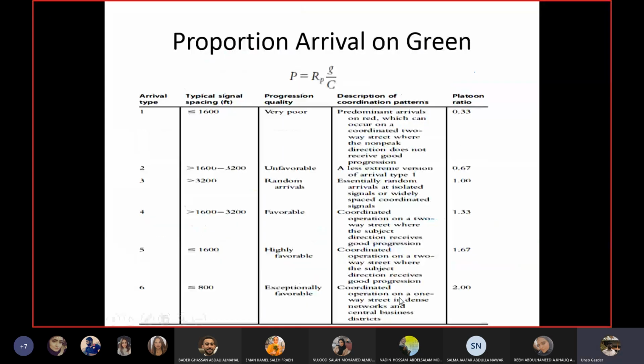Okay, so in those cases, if you do coordination, then you can achieve a very high level of signal progression. So basically RP and the proportion of arrival during green depends upon the quality of progression or the quality of coordination which you have between the signals, and the coordination is affected by the spacing, so you have the spacing factor as well.